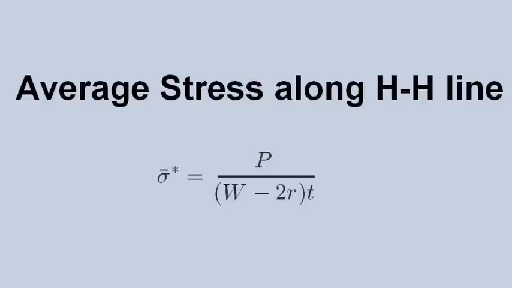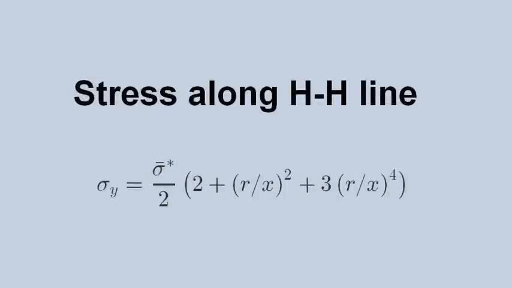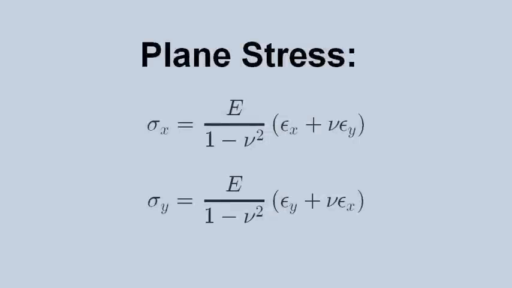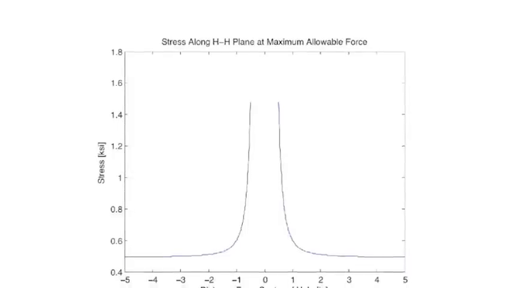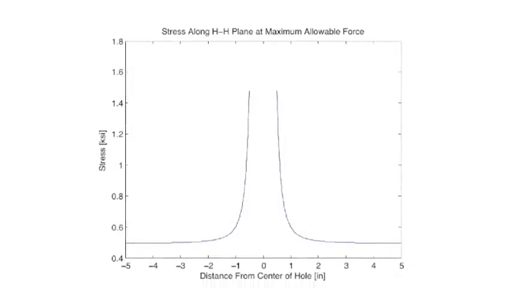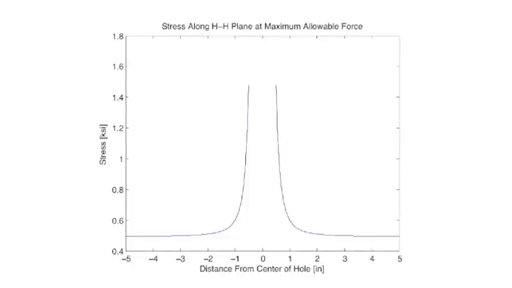To predict the curves of stress in MATLAB, certain equations needed to be utilized. Using these equations, an equation giving stress as a function of the distance away from the center of the hole can be derived. This produces a graph that predicts the stress along the HH line. The stress is very high near the hole, while at a certain distance away from the hole, it becomes constant.